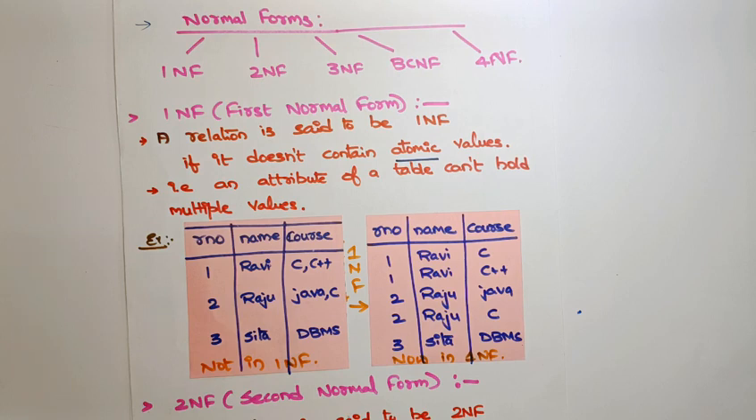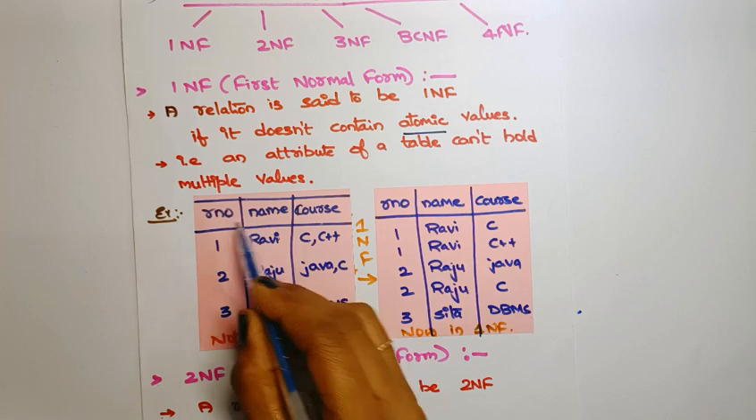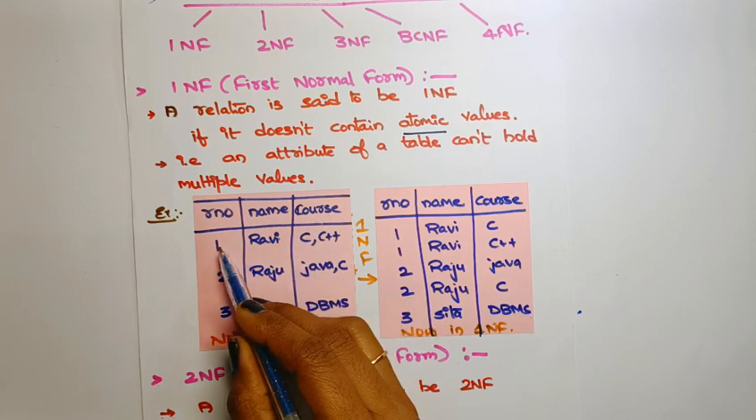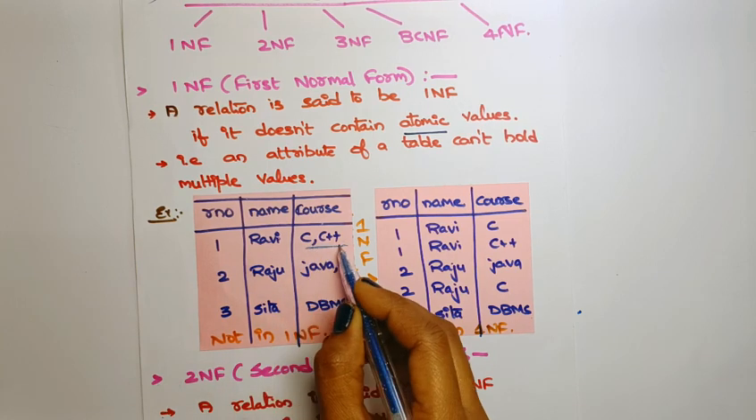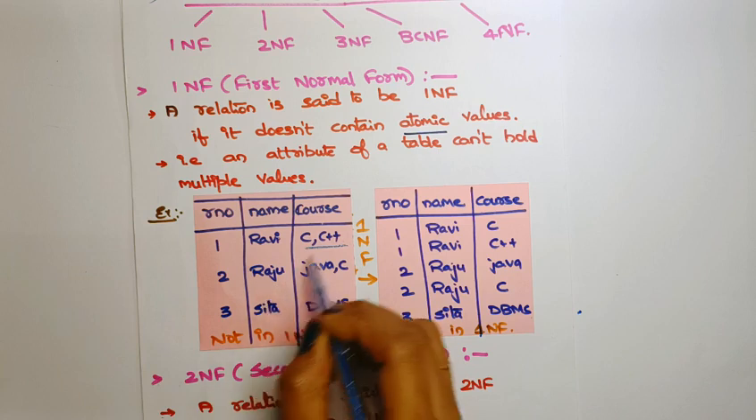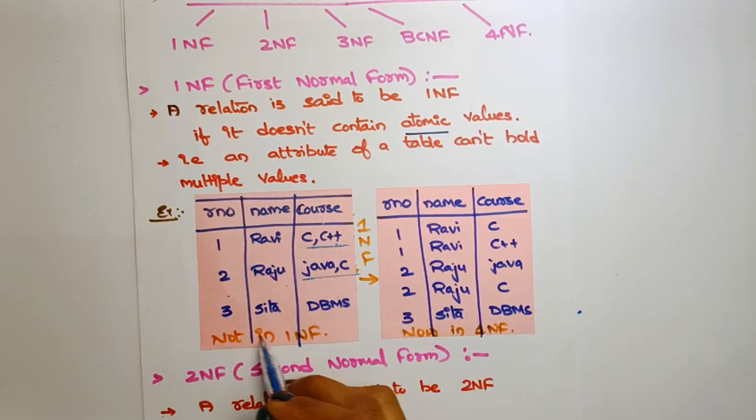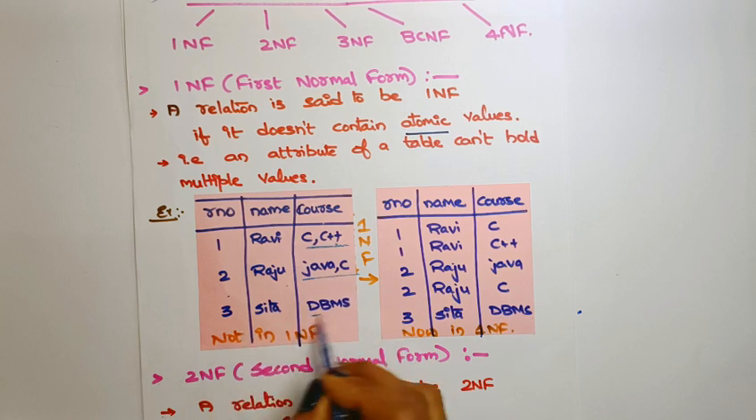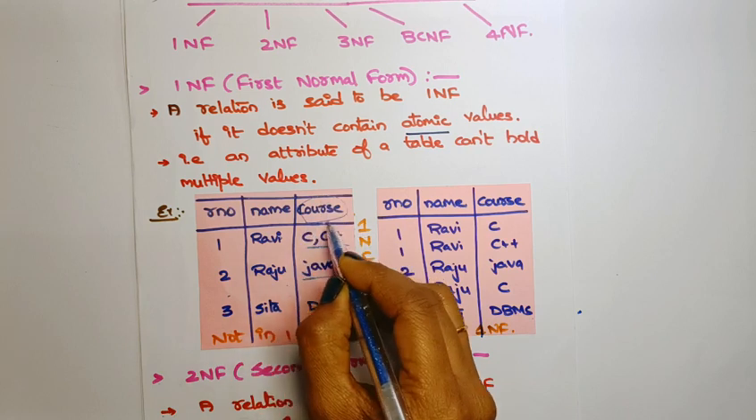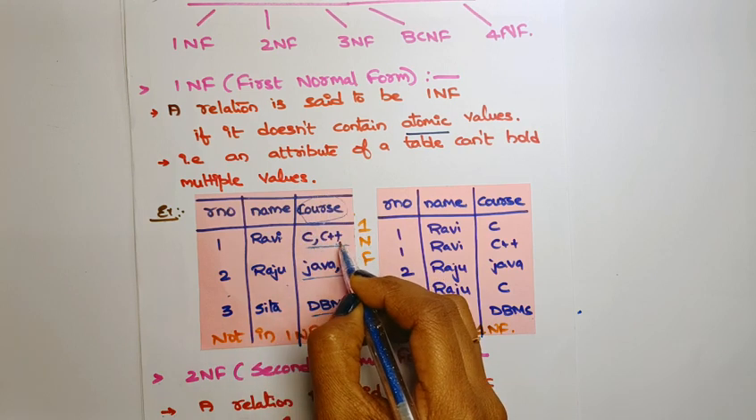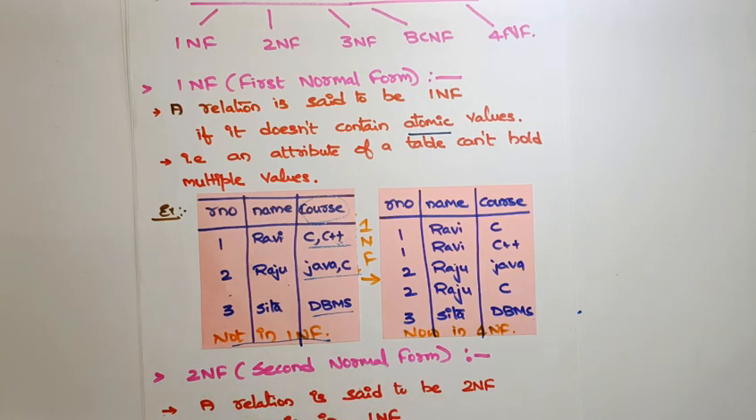So here, for example, consider this table: roll number, name and course. Roll number 1, Ravi, joined for some courses like C and C++. In some institute, he has joined for 2 courses, C and C++. Raju joined for C, Java and C. Sita joined for DBMS. Now, if you observe here, this attribute is holding multiple values, not atomic values. So here, this table is not in 1NF.